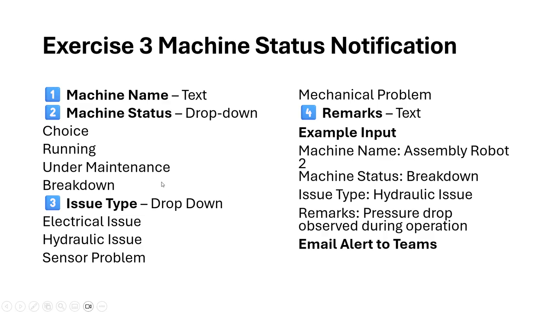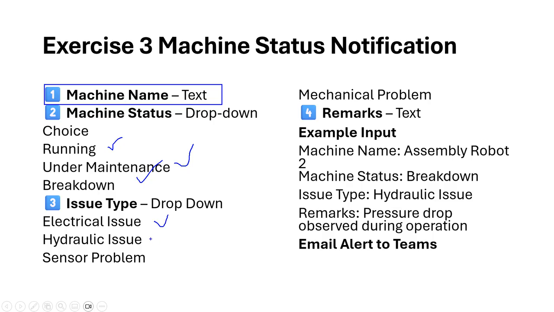And what is the issue type? Issue type is whether the issue is electrical, hydraulics, a sensor problem or a mechanical problem. And another input is remarks. That's all. So try to get 3 inputs. Based on these 4 inputs, let us see.